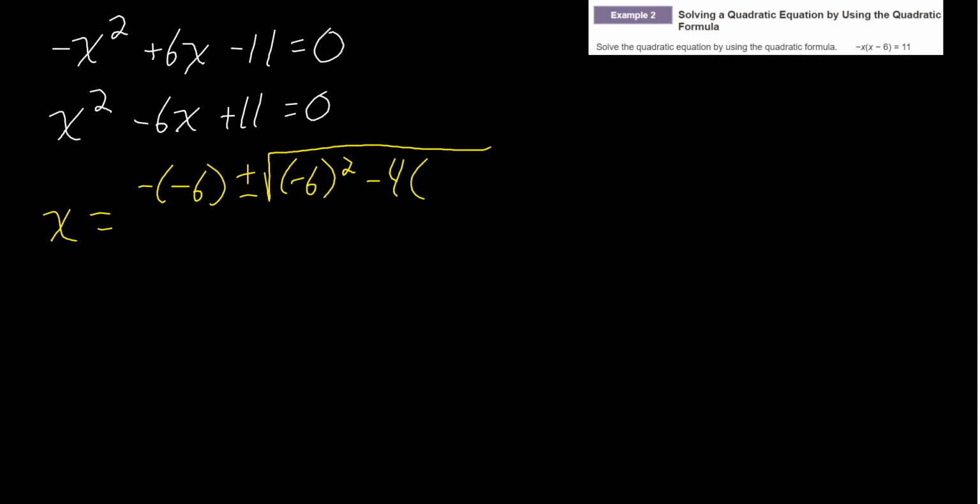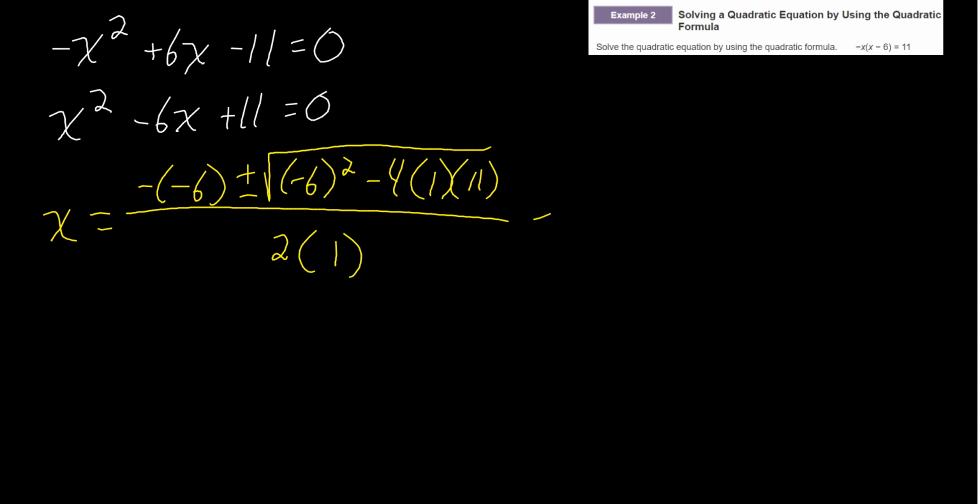And that's it. Okay. So using the quadratic formula, we're going to say x is equal to negative b, so it's going to be negative, negative 6, plus or minus the square root of b squared, which is going to be a negative 6 squared, minus 4 times a, which is 1, times c, which is 11, all over 2 times a, which is a 1.